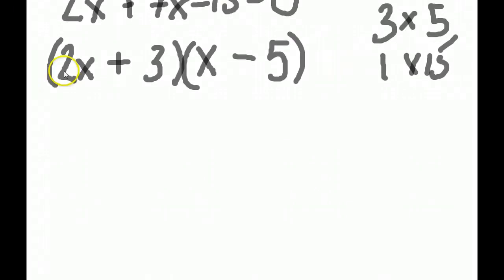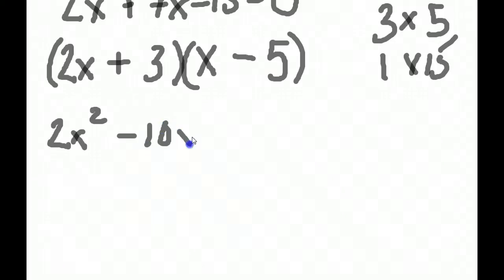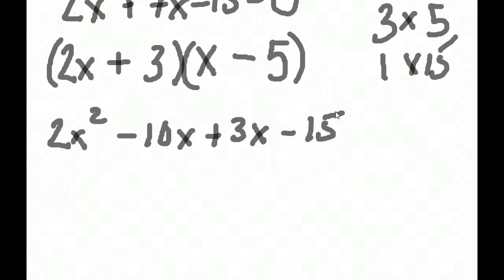So do FOIL. Front terms, 2x times x gives us 2x squared. So far so good. Outer terms, 2x times negative 5 gives us minus 10x. The inner term is plus 3 times x, which is plus 3x. Last term is 3 times negative 5, which is negative 15. So now look at this middle term. We have negative 10x plus 3x. What does that give us?